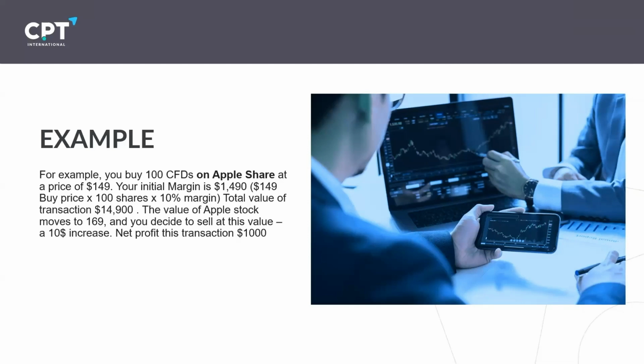Even in this example, I just mentioned a $10 movement, and how our profit is going to impact our account. Our total transaction value is $14,900, but our investment is $1,490. Here, if there is a $10 movement, I am going to make $1,000 in that particular trade. Here there are no time frames also, actually.